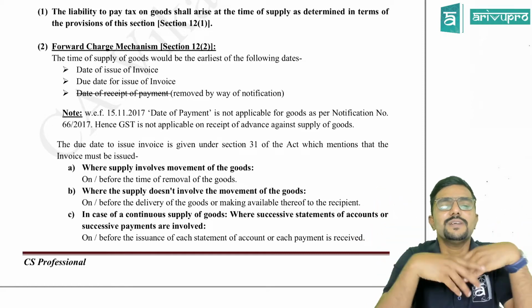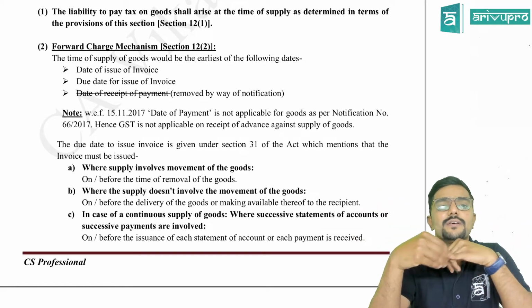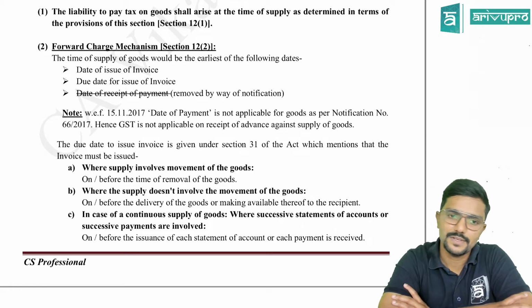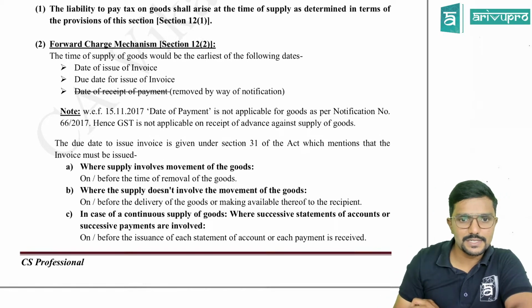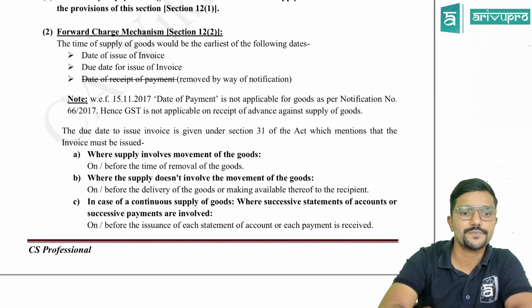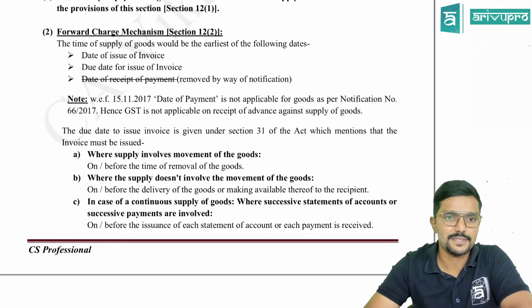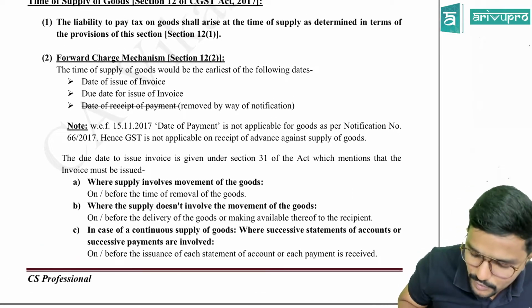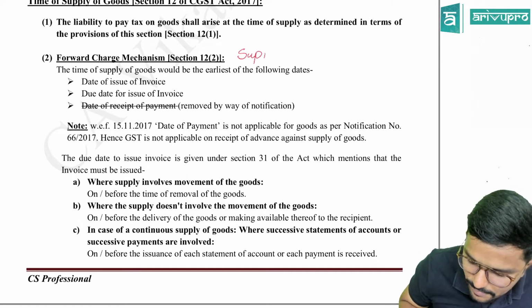The recipient is nothing but the buyer. So the buyer will do what? He will make the payment for whatever he has purchased. Agree? With this, we'll start section 12, subsection 2, guys. Forward charge mechanism. So whenever you are talking about forward charge mechanism, you need to think from whose point of view, guys? Come on. Supplier.